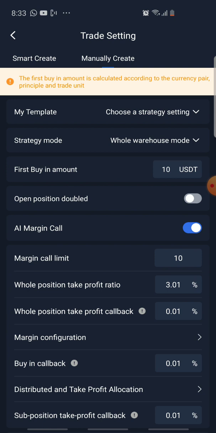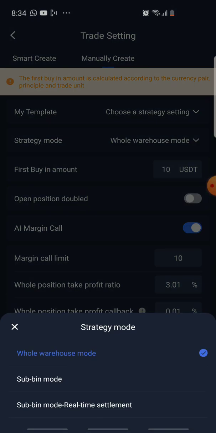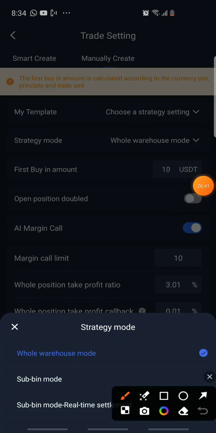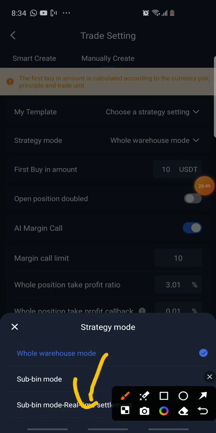However, when you click here on whole warehouse mode, on that arrow pointing down, you have these various strategies. You have another one called sub-bin mode and sub-bin mode real-time settlement. Now, ensure that you switch your bot to sub-bin mode real-time settlement.